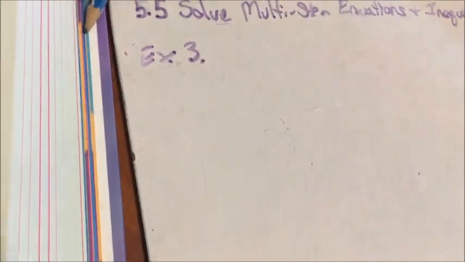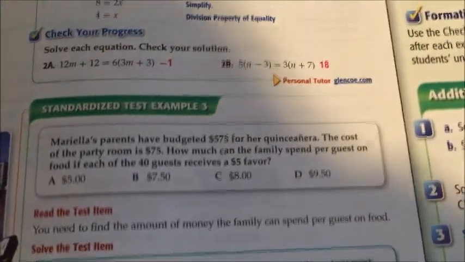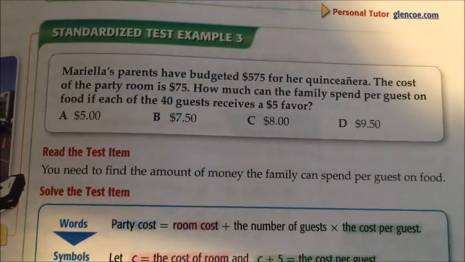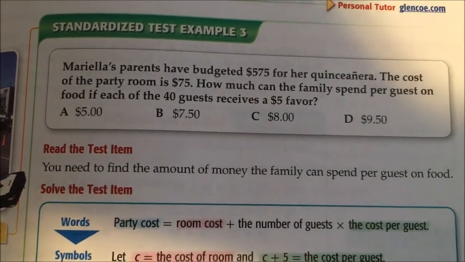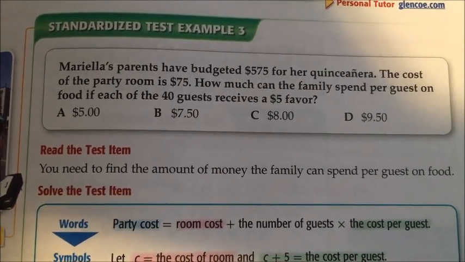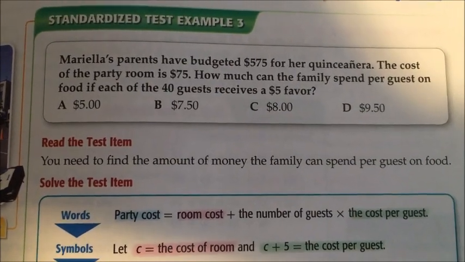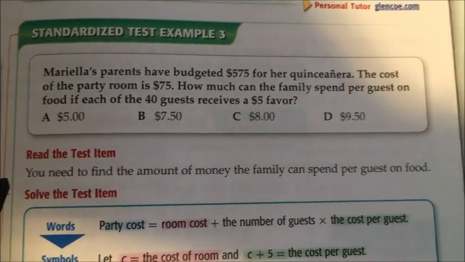Okay, so example 3, I'm actually going to take out of your book. So I'm going to go over here to page 249. That's where we're looking so that you can see the story problem. It says, Mariella's parents have budgeted $575 for her quinceañera. The cost of the party room is $75. How much can the family spend per guest on food if each of the 40 guests receives a $5 favor?